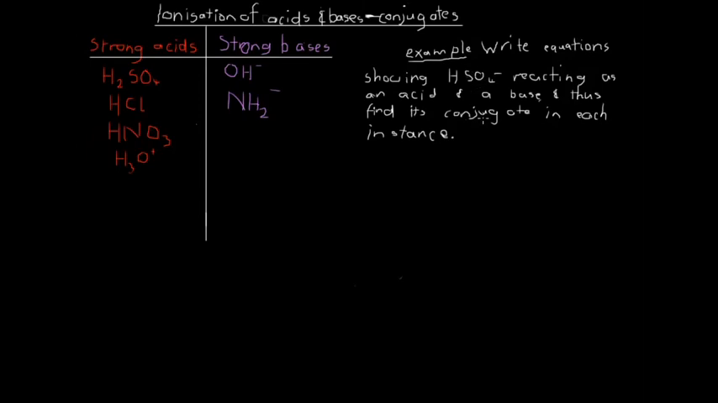But the best way, if you want to find its conjugate in each instance, would be to write reactions showing hydrogen sulfate reacting as an acid and a base with water, okay? So the best way to find its conjugate is to write reactions where hydrogen sulfate is reacting with water, okay? So first we'll show hydrogen sulfate acting as an acid. So here we have hydrogen sulfate.